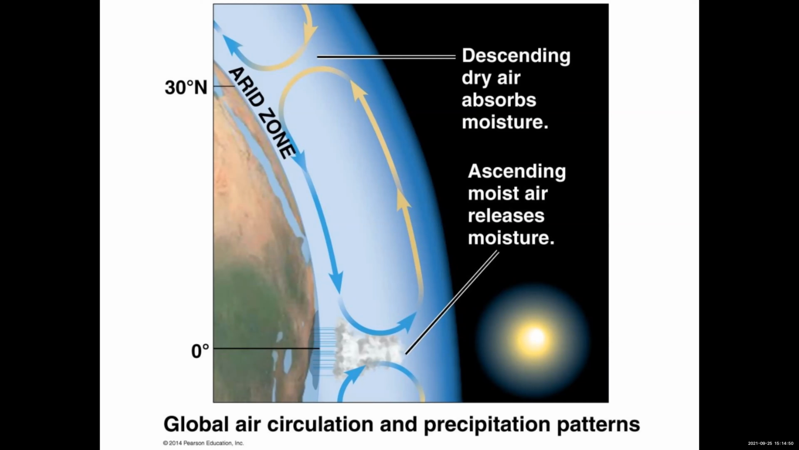This happens at about 30 degrees north and 30 degrees south latitude. And what happens as it's falling is the same thing as spraying the hose towards the wall. As it falls and comes back down towards the planet, it has to go somewhere. So it's going to go across the surface of the planet. And where does it go? Well, it's going to go back the way it came, right?